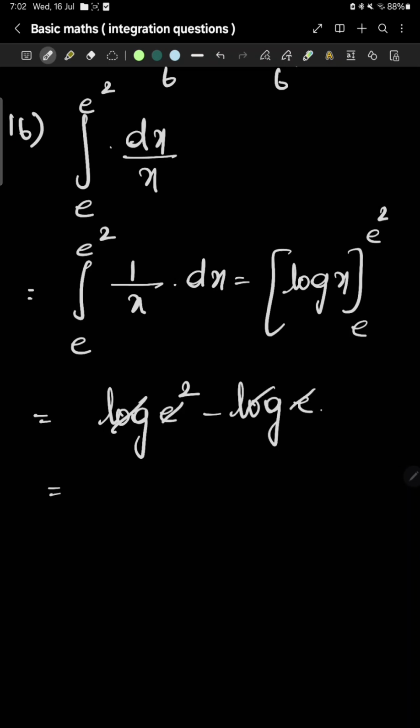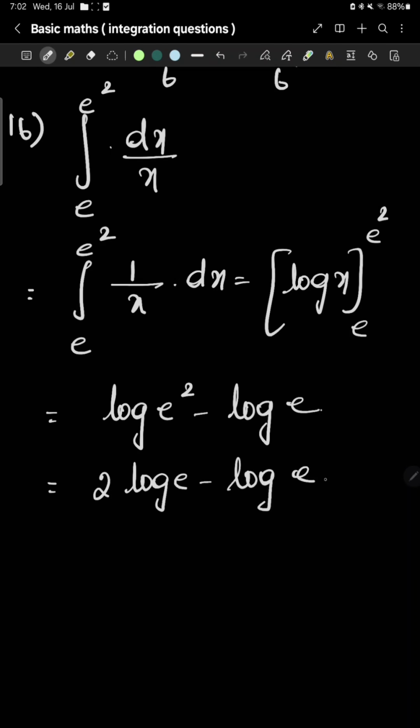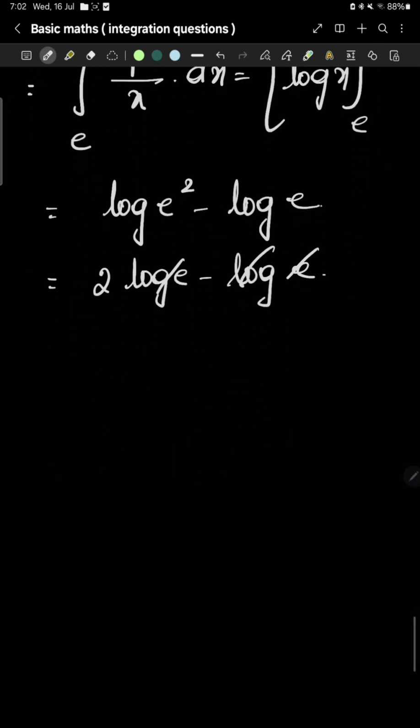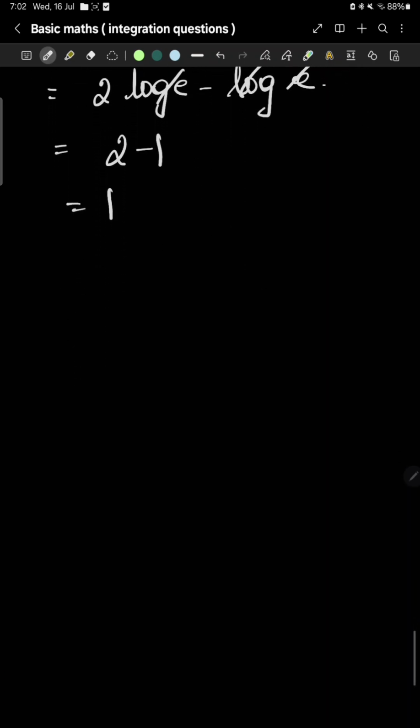Finally, here I can write log e square minus log e. Again I can write it as 2 into log e minus log e. So log and e will get cancelled. Here it will be 2 minus 1. So the answer will be 1 for the 16th question.